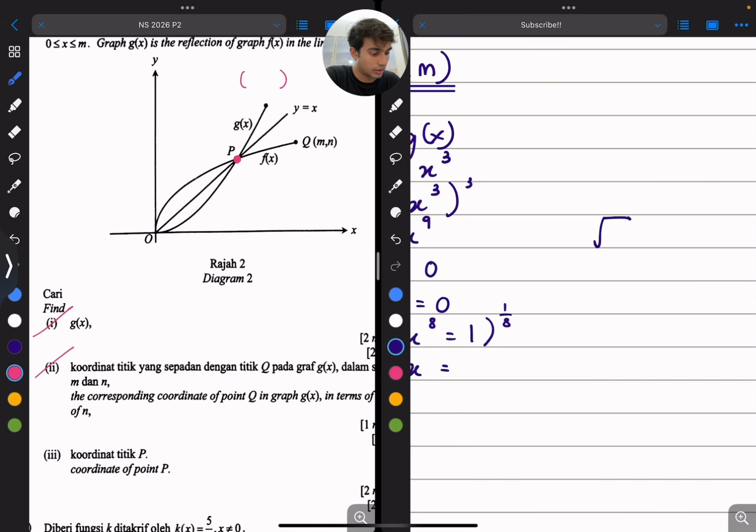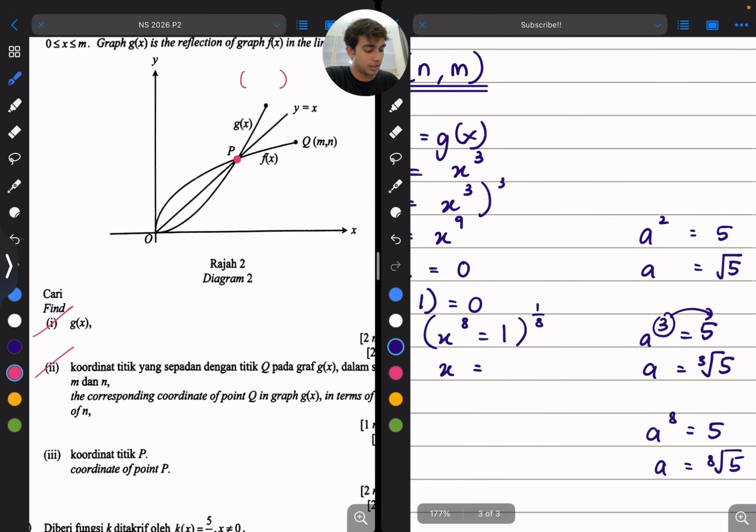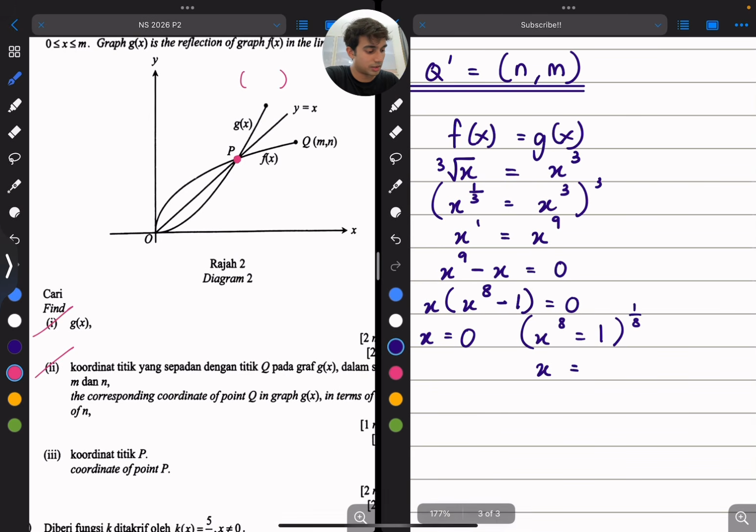square root. Let's say a squared is 5. So a you bring here will become square root of 5. If a cubed is 5, cube you move over there will become cube root of 5. So a to the power of 8 is 5 means a will become the 8th root of 5, like this. So this is another way, but actually it's the same, you still get the same answer. So 1 to the power of 1 over 8 is just 1.